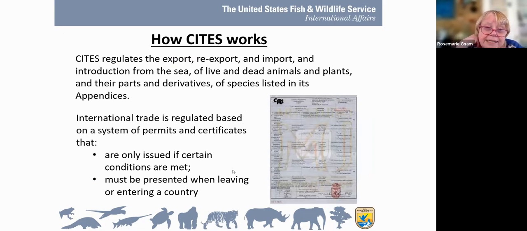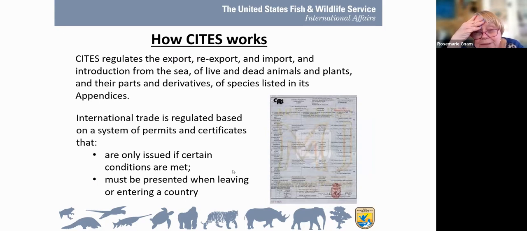Okay, and how does CITES work? CITES basically regulates export, re-export, import and entry of live and dead animals and plants and their parts and derivatives listed in the appendices. And it does this through a permit issuing system. Permits can only be issued if certain conditions are met, i.e. the U.S. has made a non-detriment finding and a legal acquisition finding for that export.